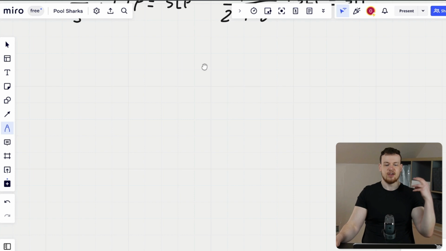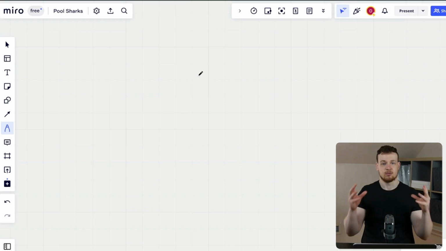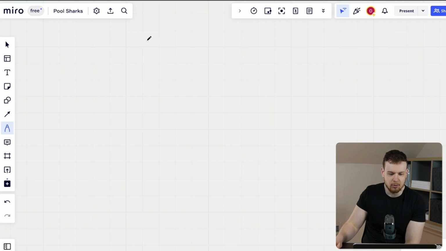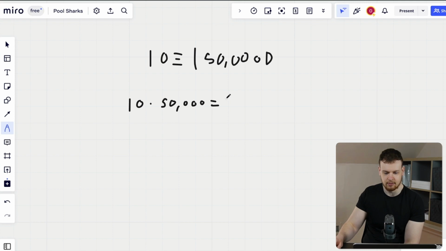Okay, so let's examine the state of the pool and look at what happens now when somebody swaps in the pool after we've essentially doubled the supply of each token. So now the pool has 10 Ether after our deposit, and it has 50,000 DAI. Okay, great. So our x times y equals k calculation is now 10 times 50,000, which is of course 500,000.